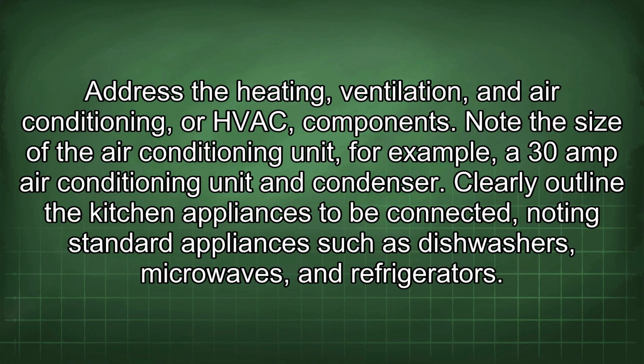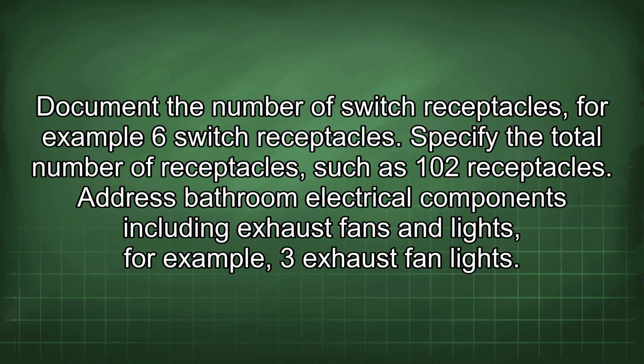Address the heating, ventilation, and air conditioning, or HVAC, components. Note the size of the air conditioning unit, for example, a 30-amp air conditioning unit and condenser. Clearly outline the kitchen appliances to be connected, noting standard appliances such as dishwashers, microwaves, and refrigerators. Document the number of switch receptacles, for example 6 switch receptacles. Specify the total number of receptacles, such as 102 receptacles.